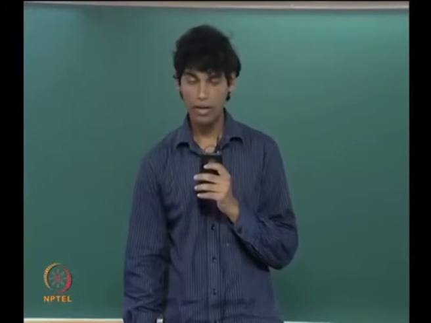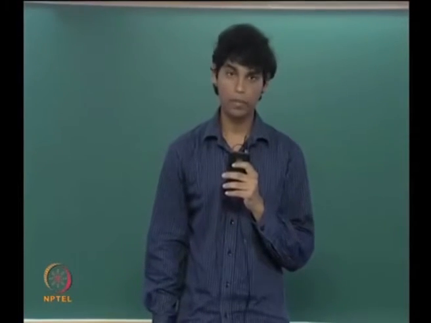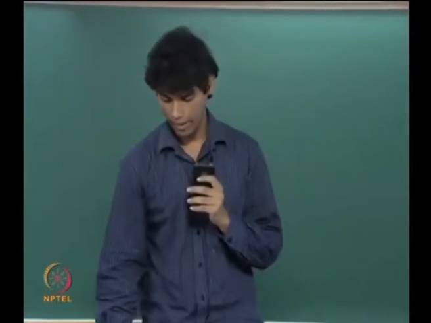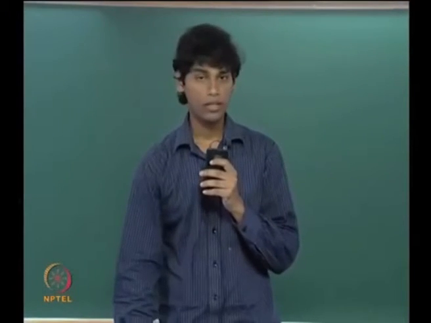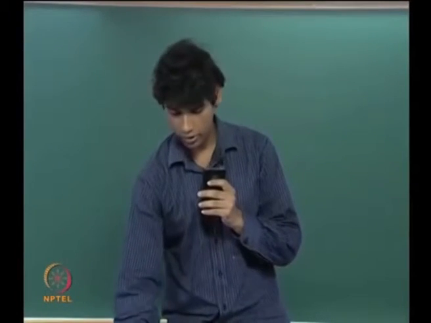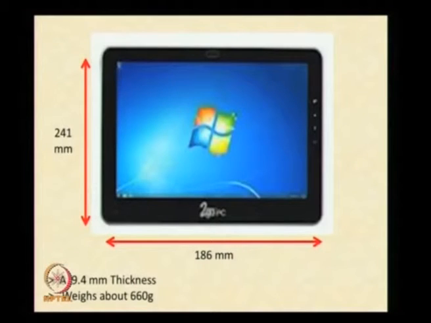Let us talk about the structuring and modeling of a typical iPad. A third generation iPad is generally about 241 millimeters in length, 186 millimeters in breadth, with a thickness of around 9.4 millimeters. It weighs about 660 grams.